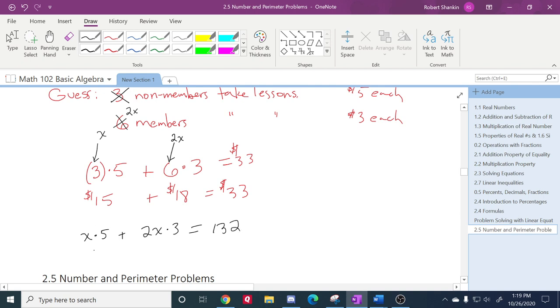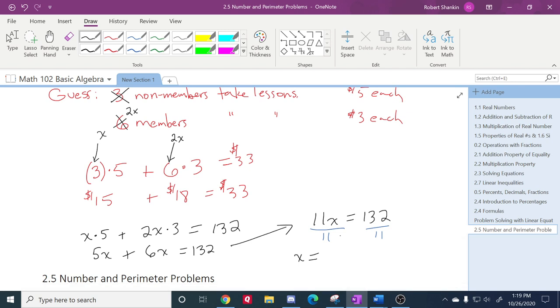Now, I'm going to write the order differently. This is all one term. Just put the numbers up front. 3 times 2 is 6. And then 5x plus 6x makes 11x. Divide by 11. I'm going to get x equals, and I punch this out of my calculator, 132 divided by 11 is 12.